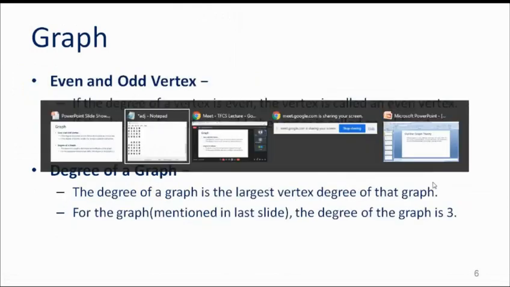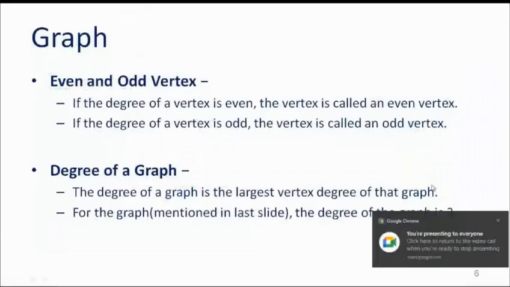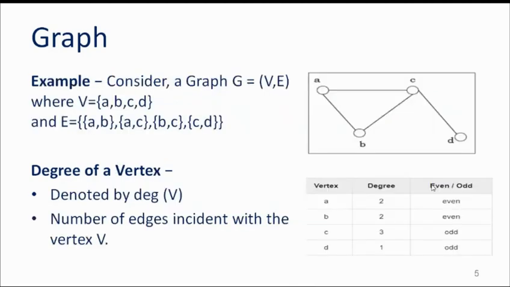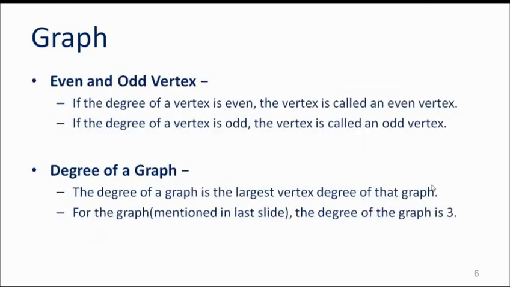So even and odd vertex. If the degree of the vertex is even, then the vertex is called even vertex. If the degree of the vertex is odd, then it is called as odd vertex. So degree of a graph, the degree of the graph is the largest vertex degree of the graph. So in the previous case, what is the degree of this graph? So 3 is the degree of the graph, because C is having the degree as 3.